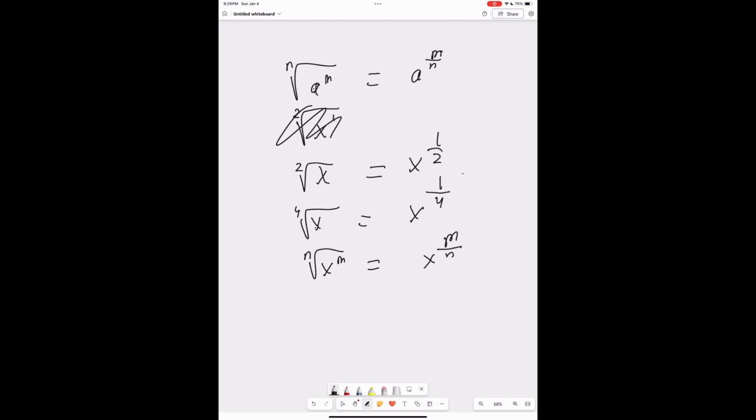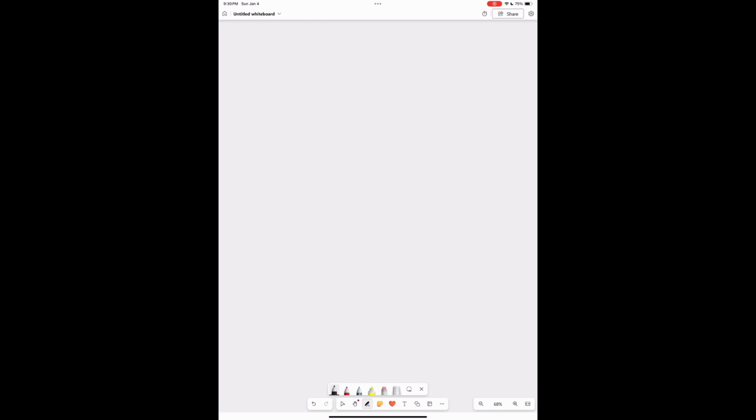So it turns out for a regular square root of x, the reason that it's 1 over 2 is because the power is 1. So if they gave us something like the 4th root of x cubed, we can just write this as x to the 3 over 4. Okay, now why is that?